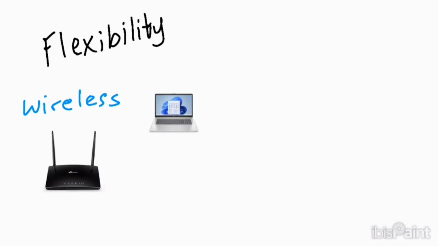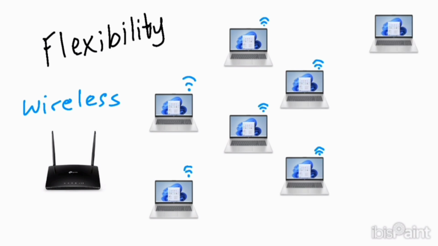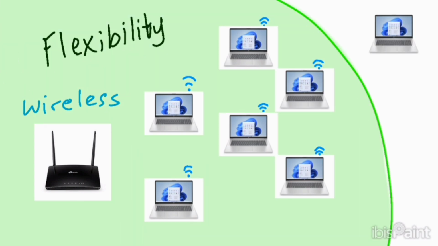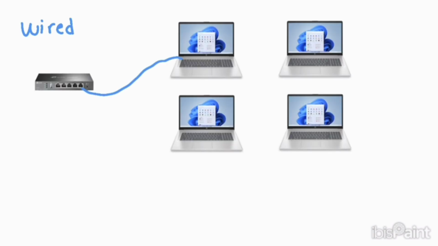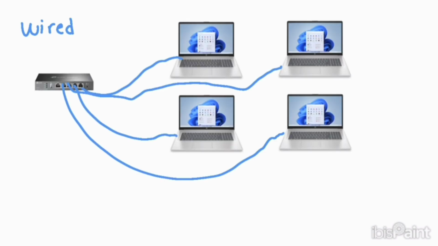One key difference is flexibility. Wireless networks are easier to expand and don't require physical cables, but the devices must be within range of the wireless access point. Wired networks, however, can work anywhere as long as you have a cable connected.